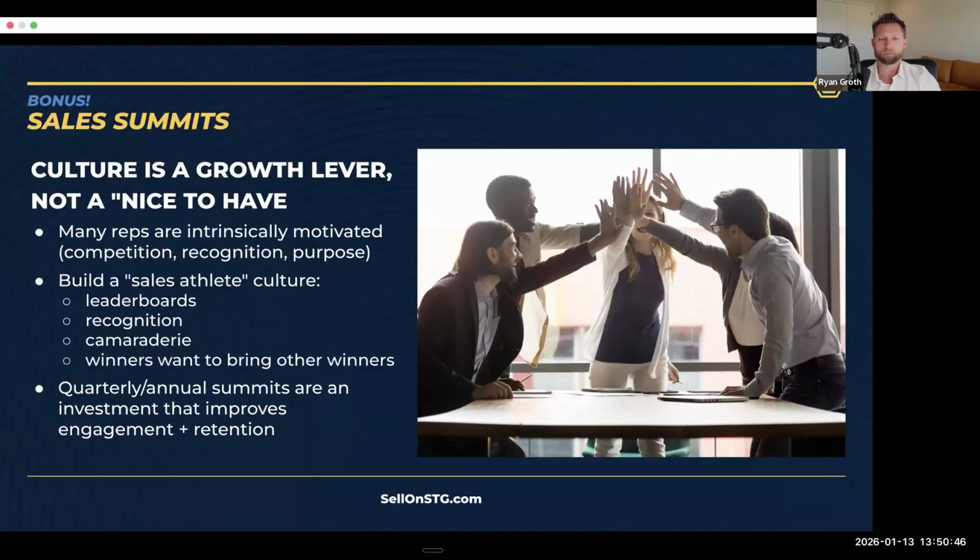Invest in culture. Many reps are intrinsically motivated, so they love competition, recognition, and purpose. I love building a sales athlete culture. We talk about this a lot. Athletes like to know where they measure up. They like to have camaraderie. They like to talk a little bit of smack, and it's kind of fun. They like recognition. They want to bring in other winners because they're competitors, right? That's what sales needs to feel like.